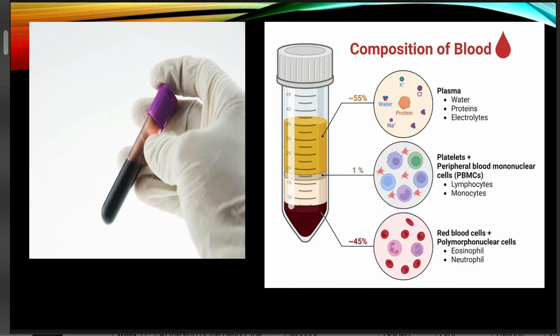Okay? So again, let's go back to the composition of your blood. The composition of your blood, this is your plasma. 55% would be your plasma.